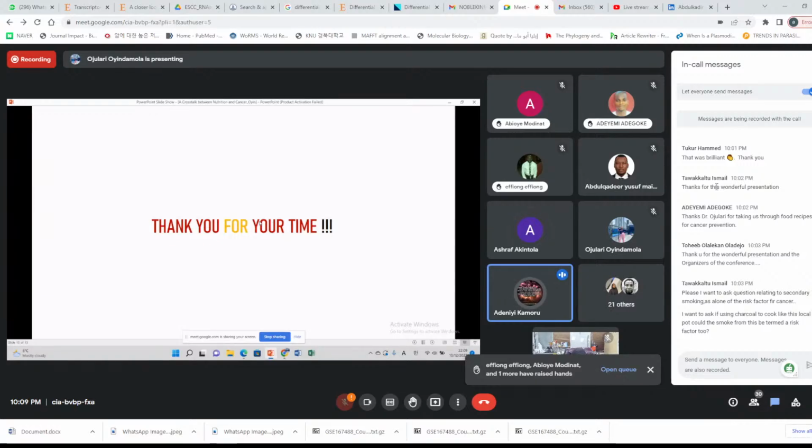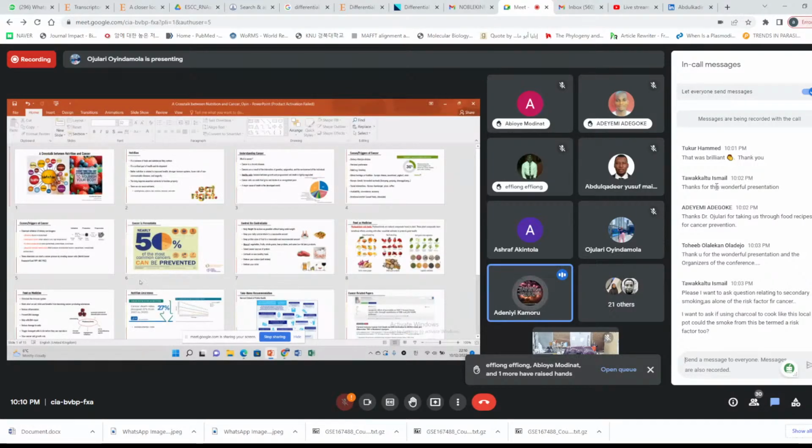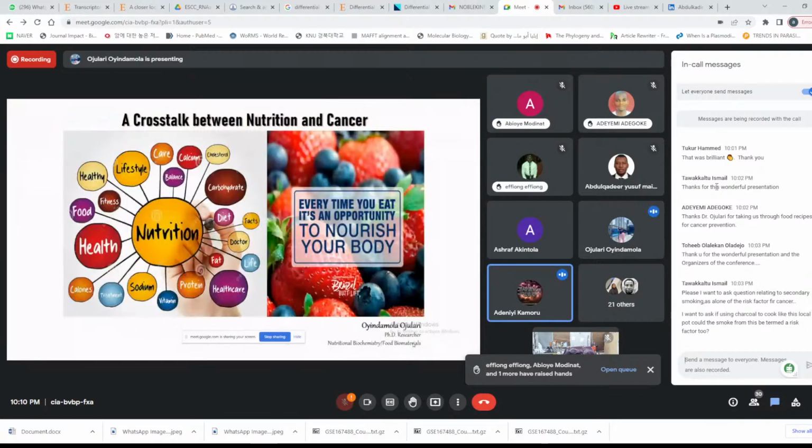Another aspect is with regard to smoked fish. What do you advise with the different methods by which, especially in Nigeria, we smoke the fish, even using the charcoal you're talking about, while some also use it to preserve the fish? Please, how do we go about this?